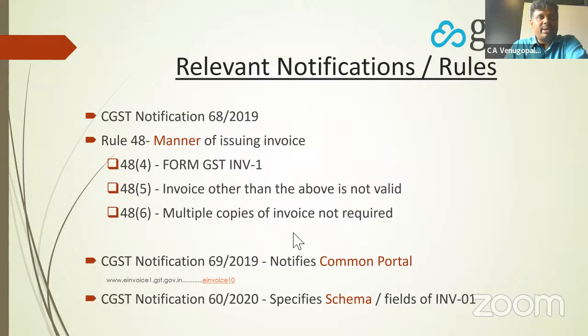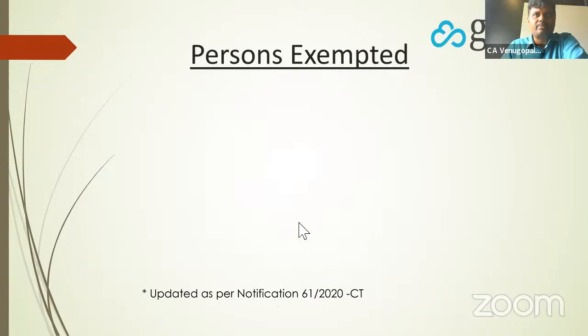And what is the form and content? Like how you have seen GSTR 1 or 3B filing, there is a JSON structure. We call it a schema in technical words. The schema has been defined under notification 60/2020.